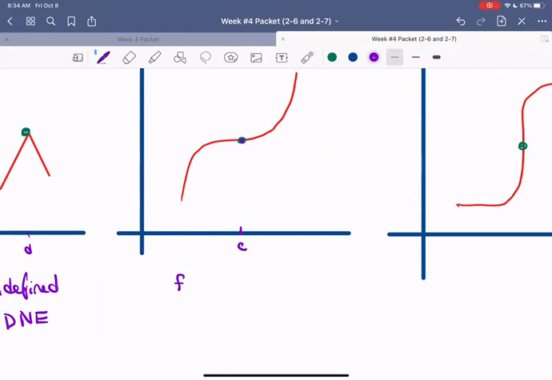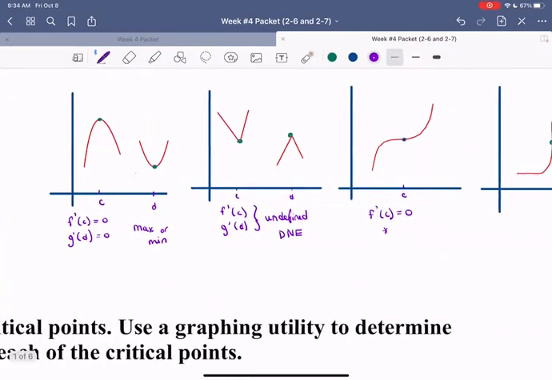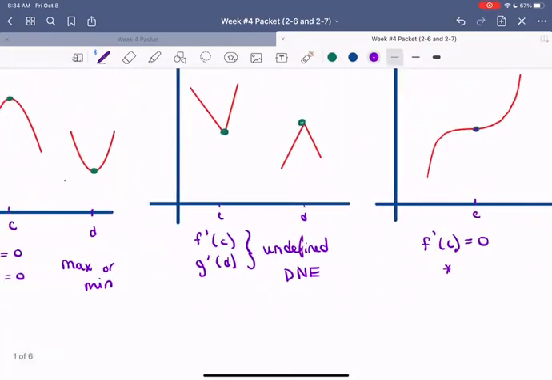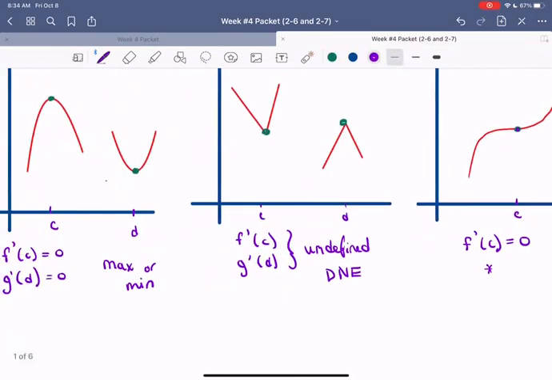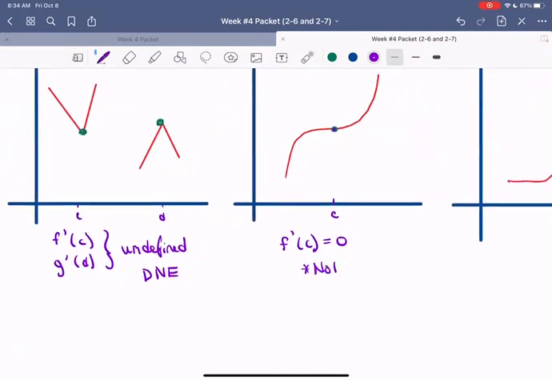So we see here that if our graph is labeled the function f, then f prime of c is again 0. But notice that here, as opposed to the first example, we do not have a max or a min. So just because our graph has a derivative of 0 at a point does not mean we have a max or a min. So I'm going to say not a max/min.